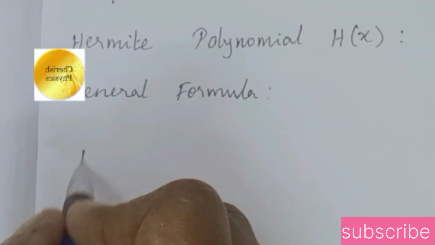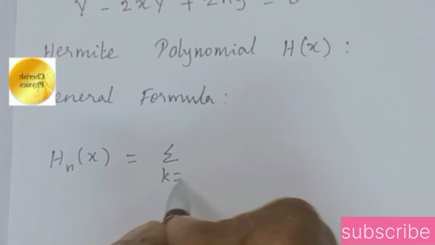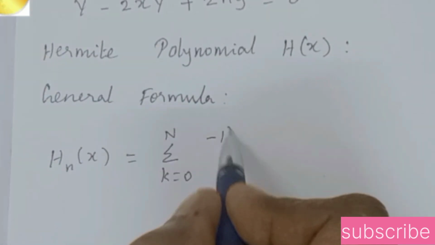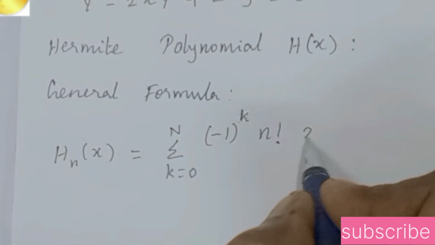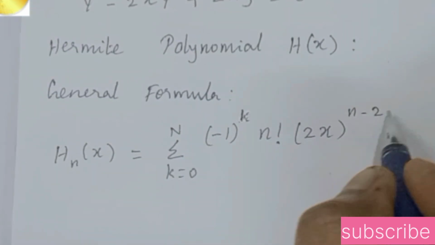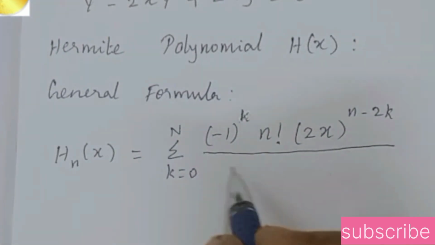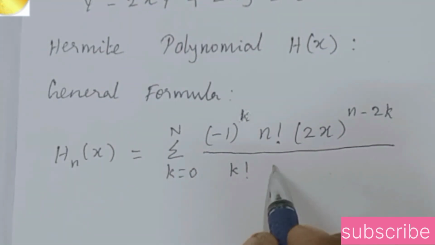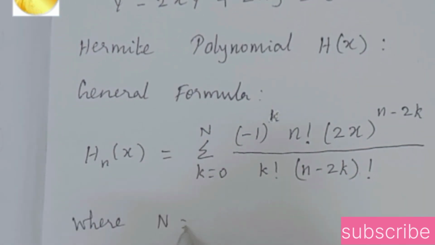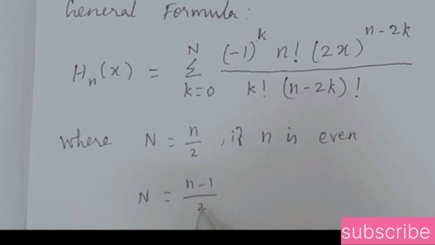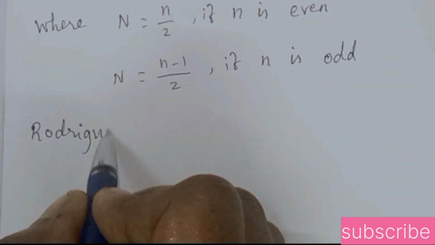Its general formula is Hn of x equal to sum of k equal to 0 to n by 2, minus 1 to the power k into n factorial into (2x) to the power of n minus 2k, divided by k factorial into n minus 2k factorial, where the upper limit is n by 2 if n is even and n minus 1 by 2 if n is odd. Now let us see Rodrigues formula.